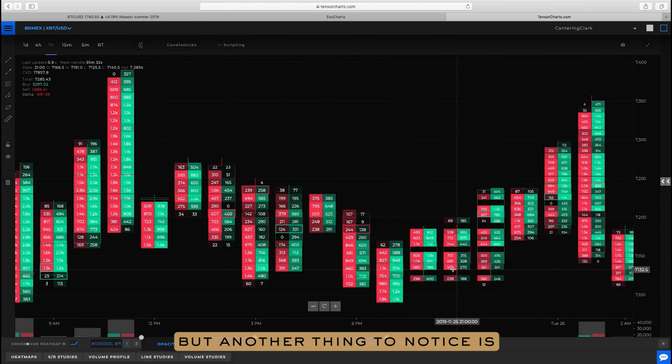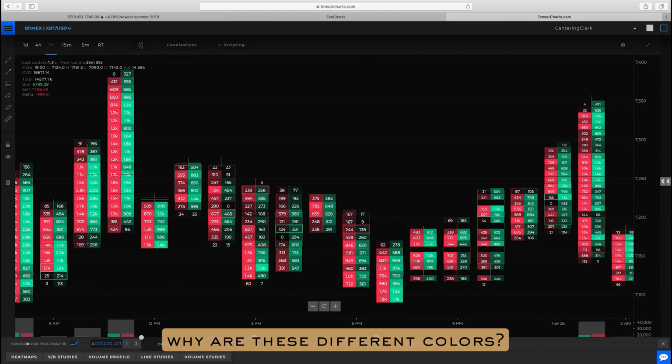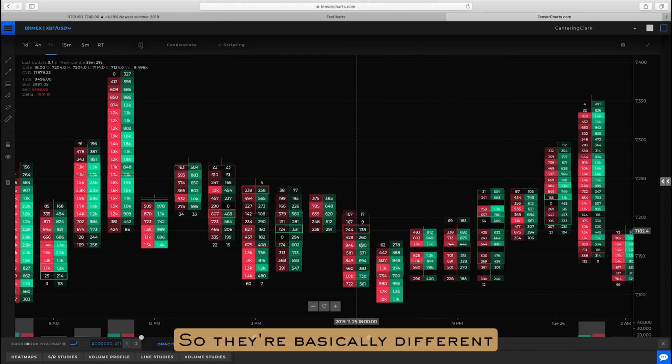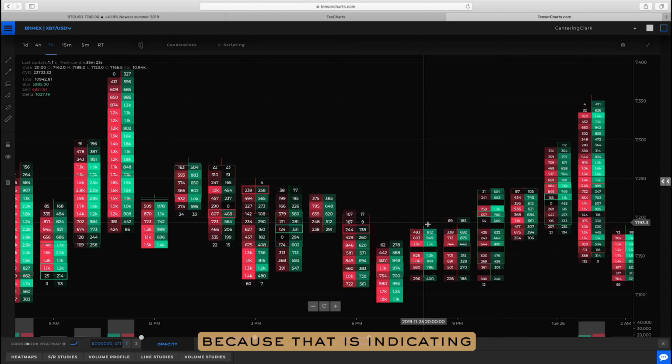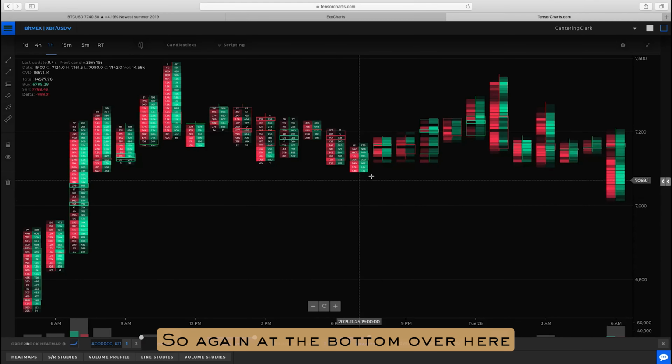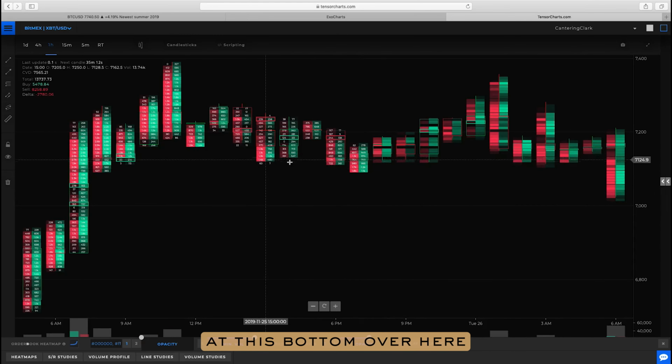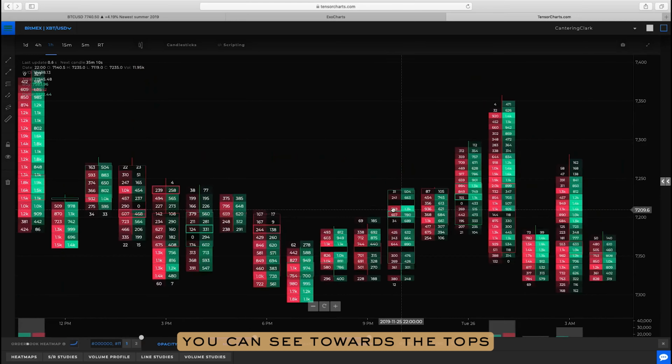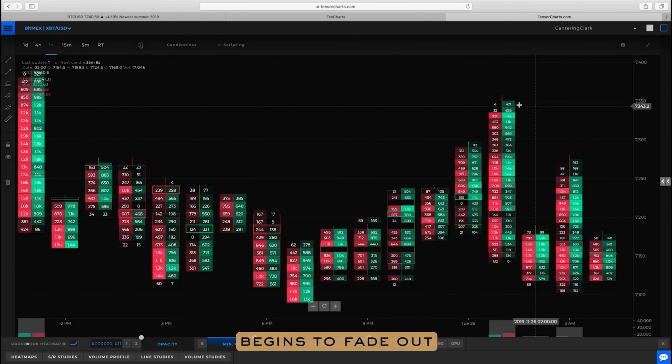But another thing to notice is, why are these different colors? So they're basically different gradients, rather. Some are lighter, some are brighter, because that is indicating volume as well. So the really bright areas on this chart are going to be where a majority of the volume traded. So again, at the bottom over here, you can see towards the tops, it begins to fade out, all right?